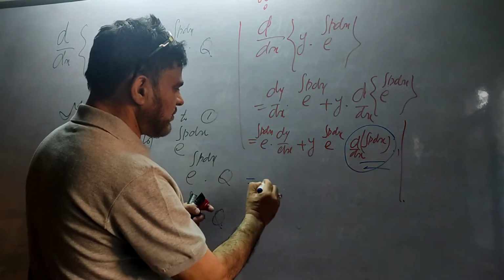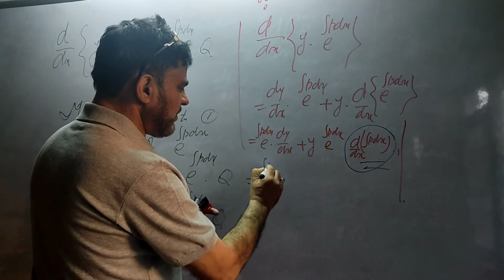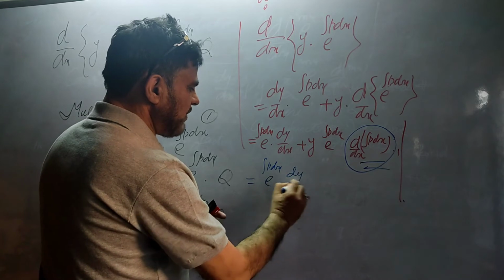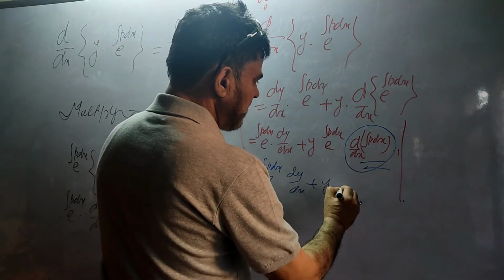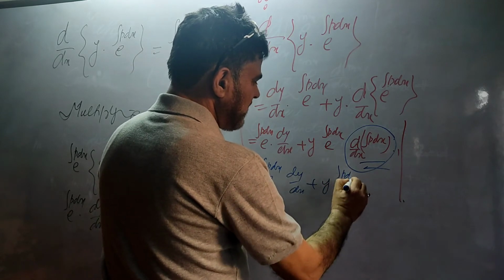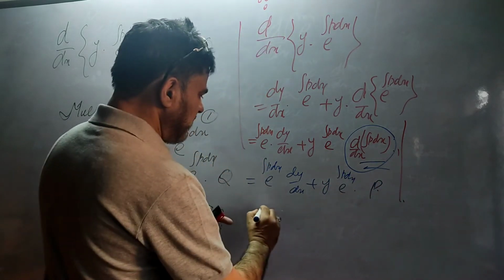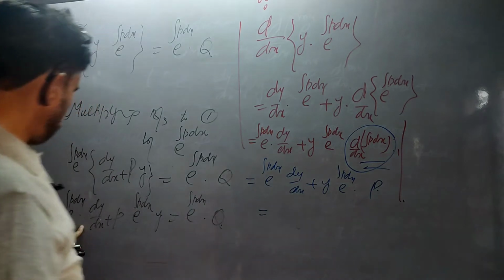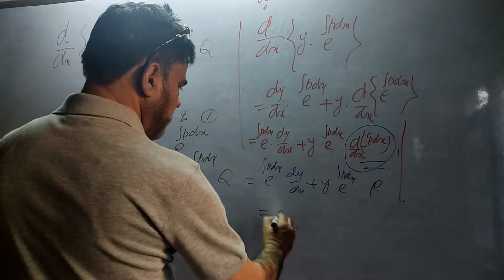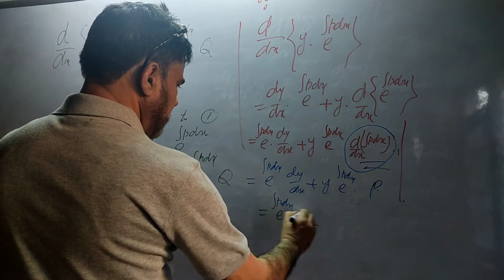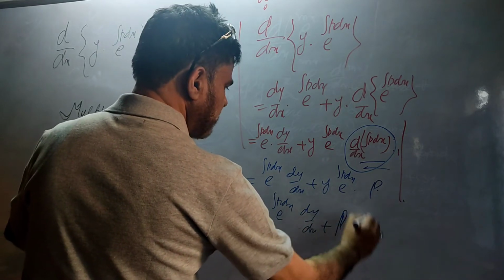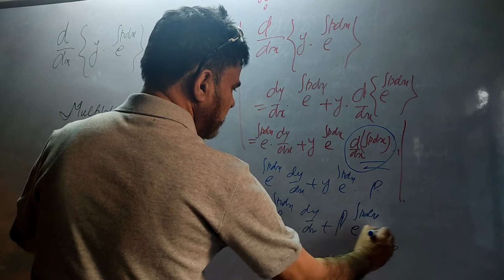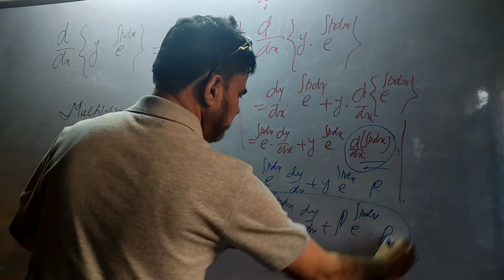What does this give you? It is e raised power integral of p dx dy by dx plus y, it is y e raised power integral of p dx into p. That means you get this. It is this setup: e raised power integral of p dx dy by dx plus p e raised power integral of p dx into y. You have got this thing.